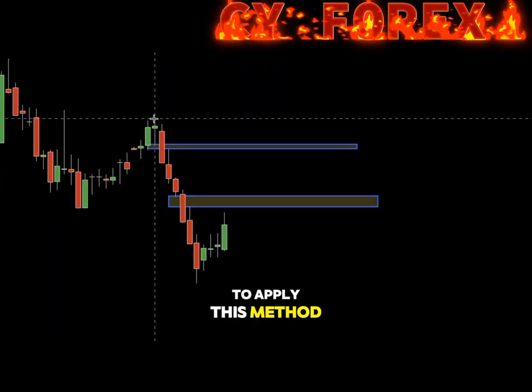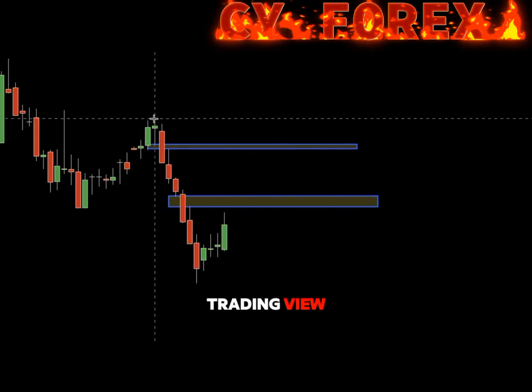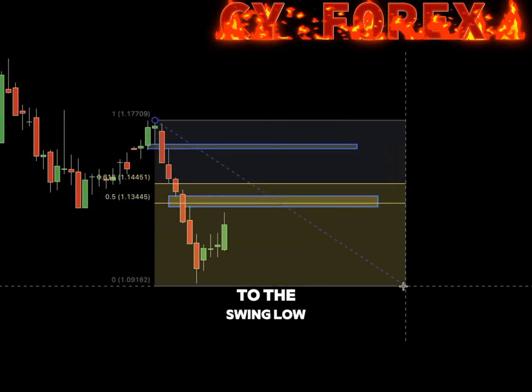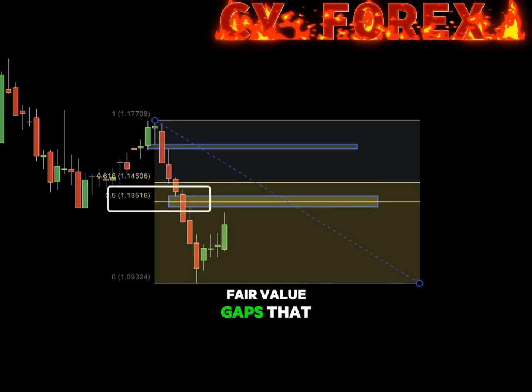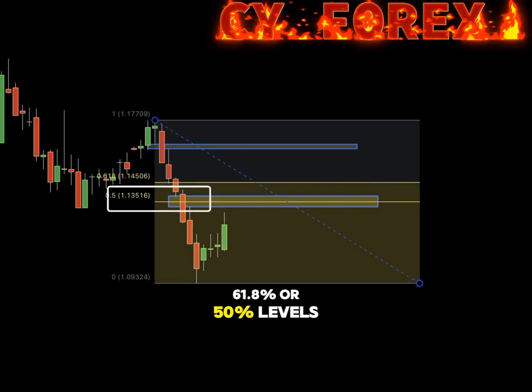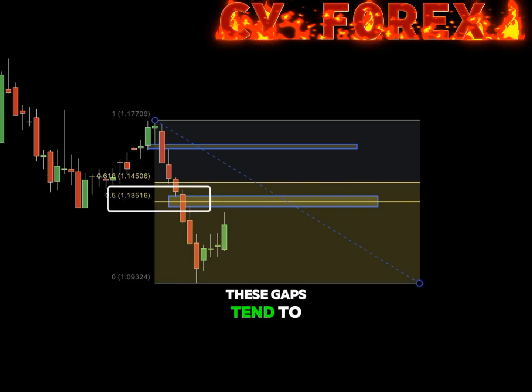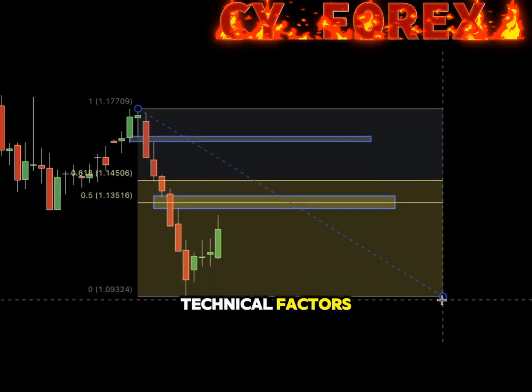To apply this method, use the Fibonacci retracement tool on charting platforms like TradingView. Draw the retracement from the swing high to the swing low, or vice versa for bullish setups, and concentrate on the fair value gaps that align with or are near the 61.8% or 50% levels. These gaps tend to have a higher probability of success due to the confluence of technical factors.